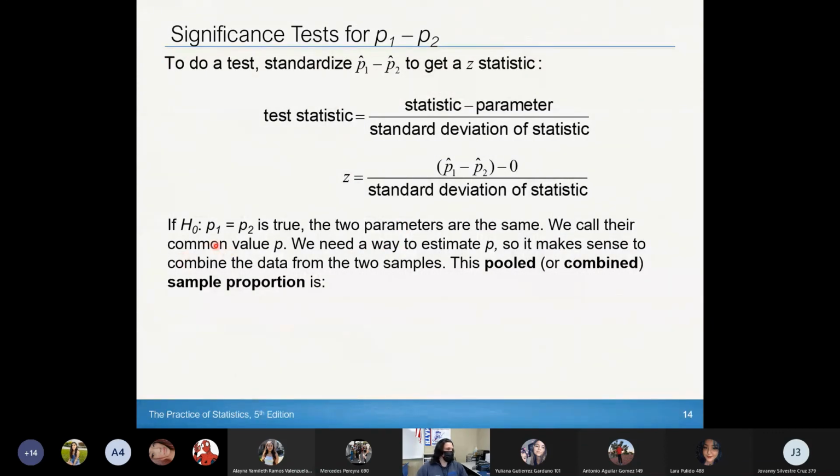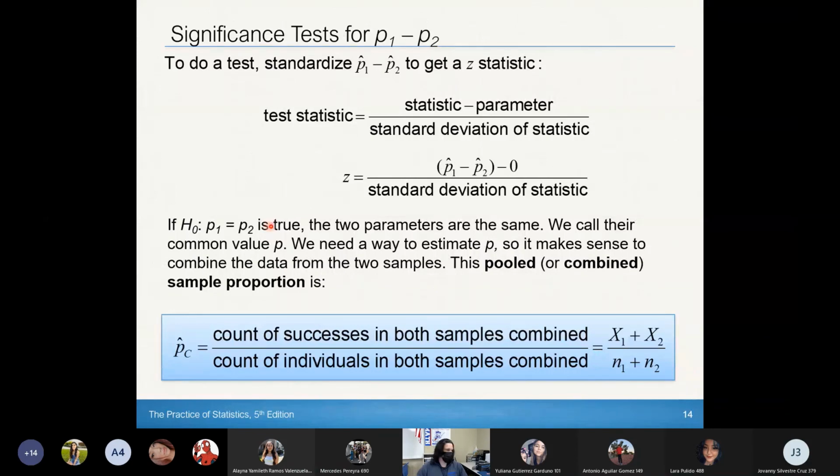Lots of different p's. If the null hypothesis is true, the 2 parameters are the same. We call their common value p. We need a way to estimate p, so it makes sense to combine the data from the 2 samples. The pooled or combined sample proportion is the count of successes in both samples combined divided by the count of individuals in both samples combined. So we have p hat c equals x1 plus x2 divided by n1 plus n2. This is in the case that the null hypothesis is true.